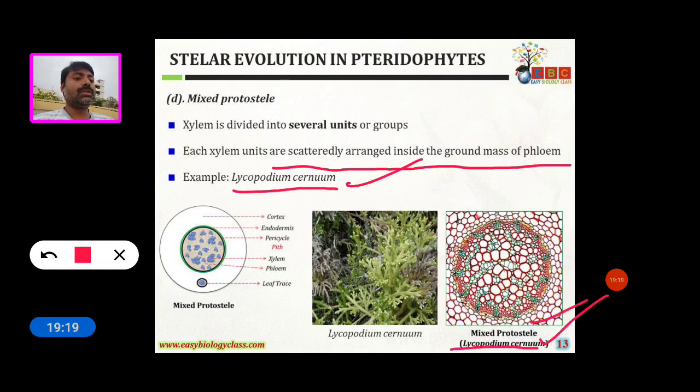So, mixed protostele. These are the several units or groups of xylem, and each xylem unit is scattered and arranged inside the mass of phloem. This is the mass of phloem. So this is a good example, the Lycopodium cernuum plant.